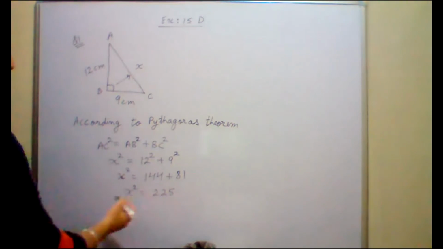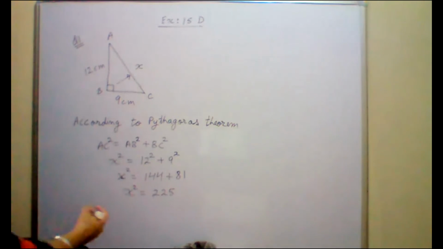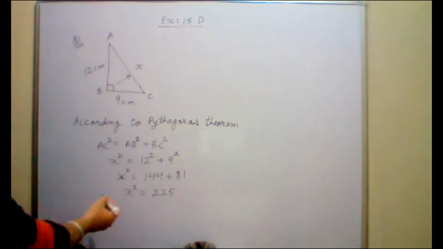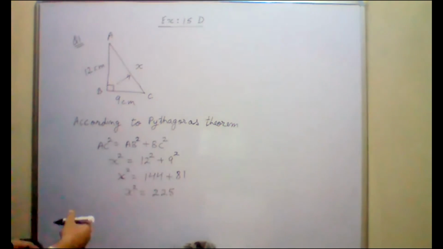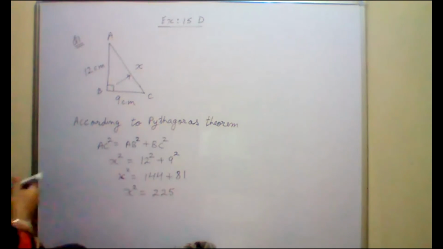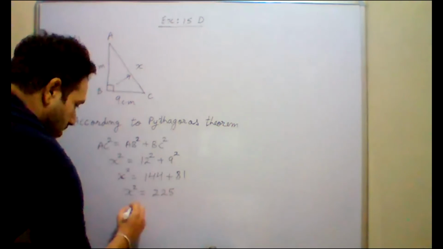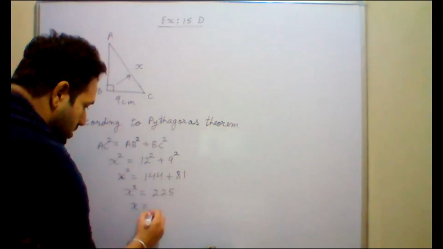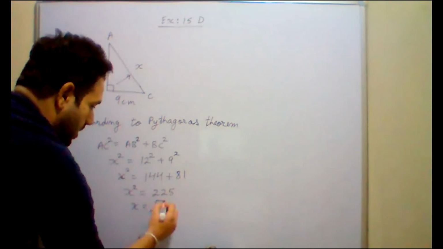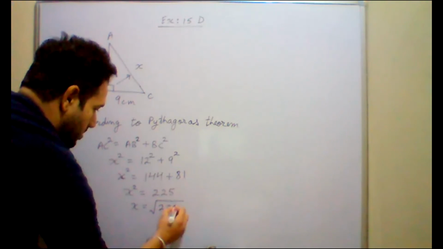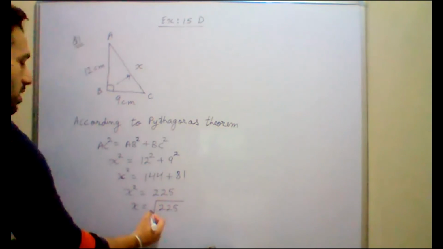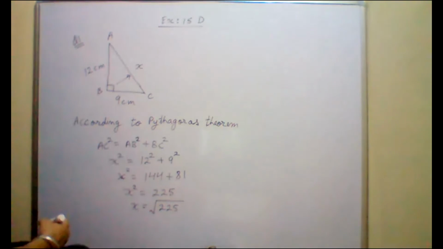Now the value of x square is 225. How will you find the value of x from this? Does anyone know? If x square is equal to 225, then what is the value of x? The value of x will be the square root of 225. Have you ever heard of square root in your life? Square root of 225, have you heard it?